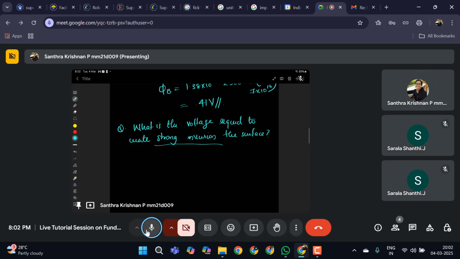Yeah. So basically what happens is that at strong inversion, only one small change happens. Phi s becomes equal to 2 times phi b. So now can you tell me what is the voltage required for creating strong inversion? Phi s actually becomes 2 times phi b.